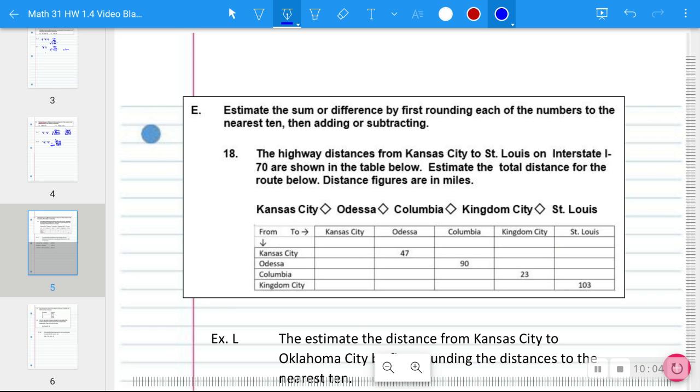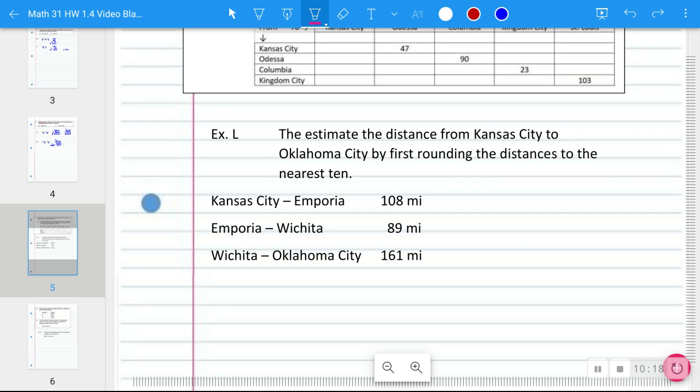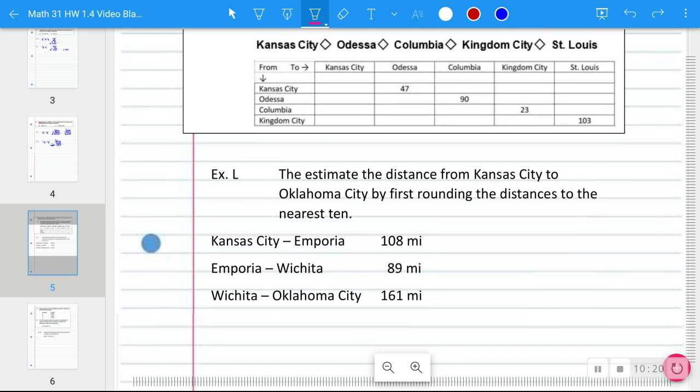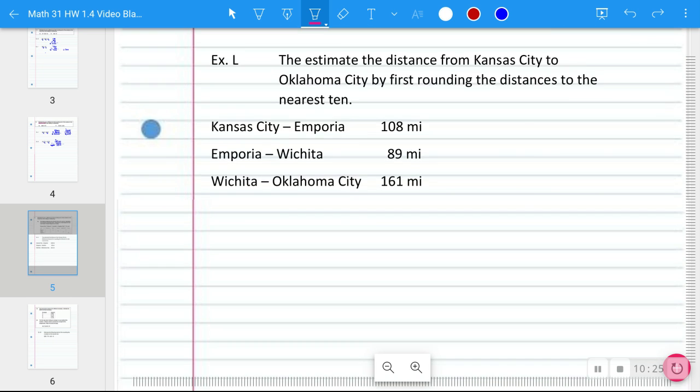All right, a couple more pages here. In this example, we're supposed to round to the nearest 10 to solve the problem, or to get an estimate of the answer, and then we'll add or subtract as indicated. Now, in your problem, you're given this information in a chart form, but I've got it a little bit different here. Estimate the distance all the way from Kansas City to Oklahoma City if the 3 legs from Kansas City to Emporia and then Emporia to Wichita and finally Wichita all the way to Oklahoma City are 108 miles, 89 miles, and 161 miles respectively.